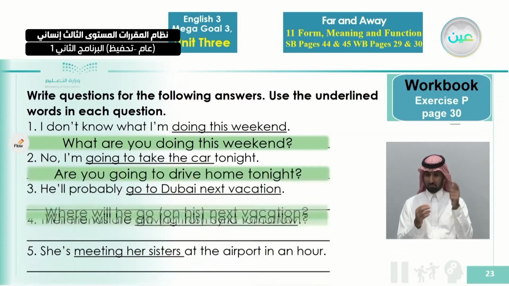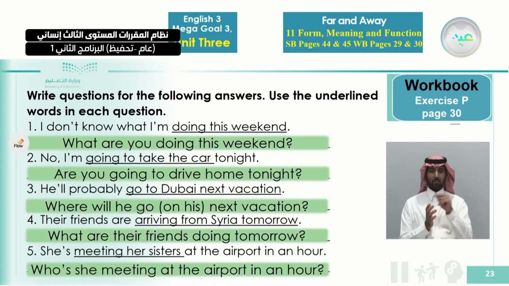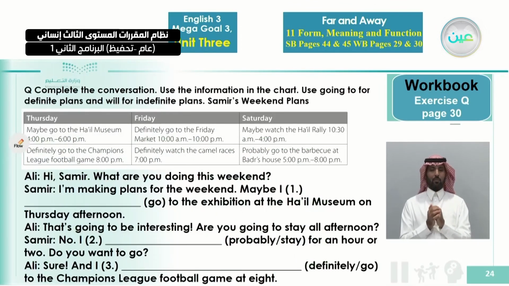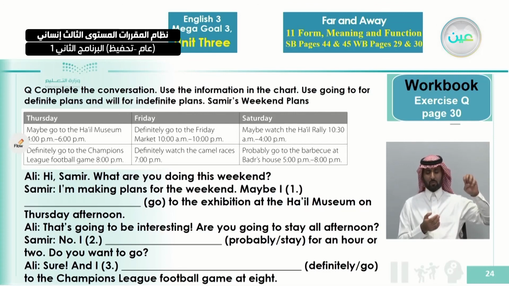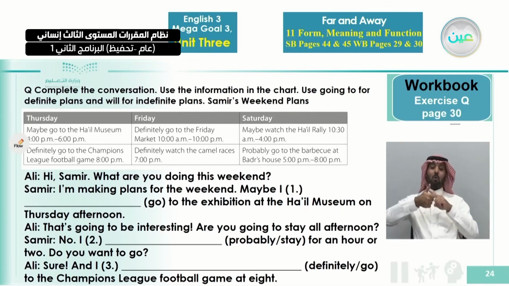Okay. All the same here. This is our other exercises, and this is the model answer. You need to do the same you did with the other exercises. Okay, complete the conversation. Now use the information in the chart. You have a chart here, and you have some information, and use going to for definite plans and will for indefinite plans. Samir's weekend plans. This is Samir's weekend plan, and here this is a conversation between Ali and Samir, and you need to find out the right answer from this schedule or from this plan.